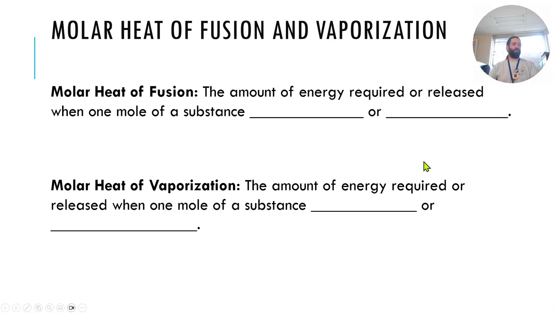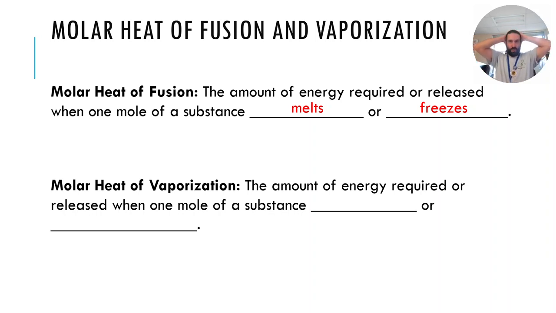All right, now let's talk about molar heat. Molar heat of fusion and molar heat of vaporization is just the amount of heat per mole it takes to either fuse or vaporize a compound. Now, when we talk about fusion, the word fusion just means to come together. So when a liquid freezes, the molecules or atoms in it essentially fuse together. So the molar heat of fusion is the amount of energy that is required or released when 1 mole of a substance melts or freezes.